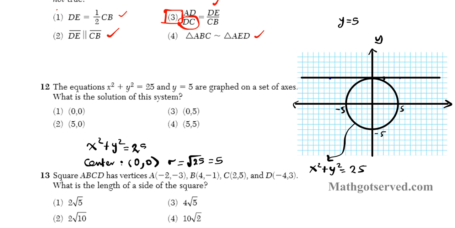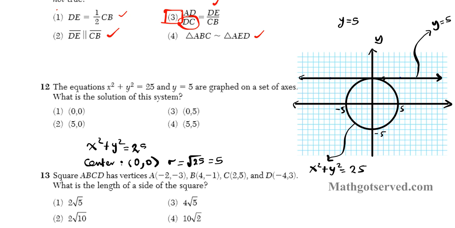So that's why we have a horizontal line, okay? Yeah, you went over that in algebra, so it's not too new. Anyway, this line right here is a line with equation y equals 5. Now, the question is, where do they intersect? Wherever they intersect, that's going to be a solution, okay?